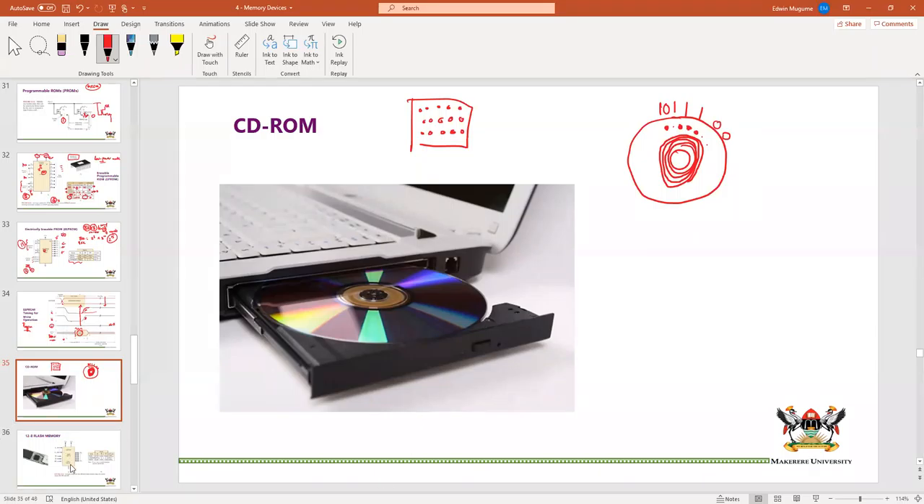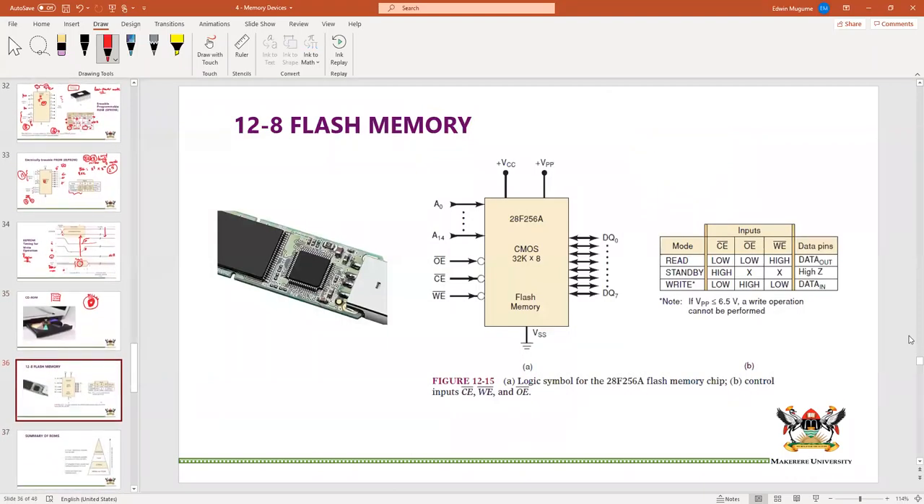Finally, on ROMs, we have flash memory. I think the idea of flash is that it's fast. I think this came from the cartoon superhero. With flash memory, it is ROM, and we know ROM is non-volatile. It is high capacity, high density memory, and it is also low power. It consumes much less power. And now we see flash memory almost everywhere.